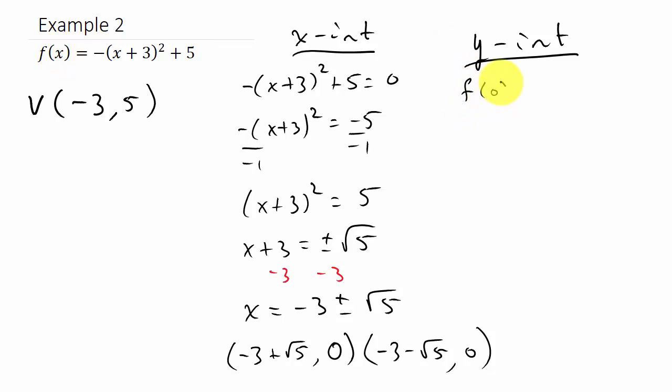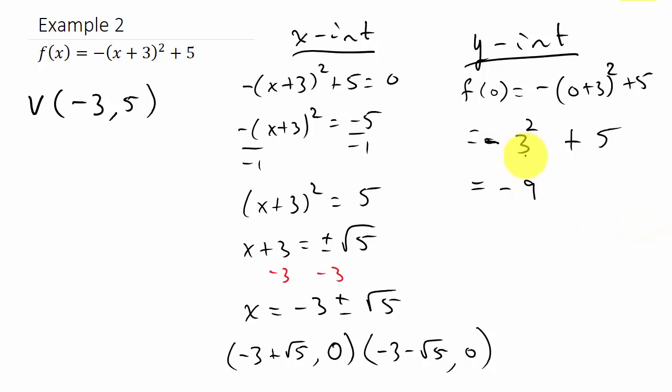So to find the y-intercept, we're going to plug 0 in for x. So f of 0 is -(0 plus 3) squared plus 5. And so this is -3 squared. Now let me do this. Okay, plus 5. Okay, so this is going to be what? -9.